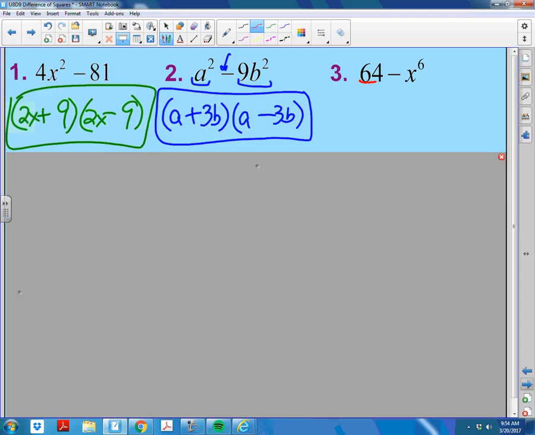Next one, perfect square? Perfect square? Okay, now they need to stay in that order. So remember, it's addition, subtraction. What's the square root of 64? Very good. 8 and 8. And x to the 6th? X to the 3rd. And you're done.